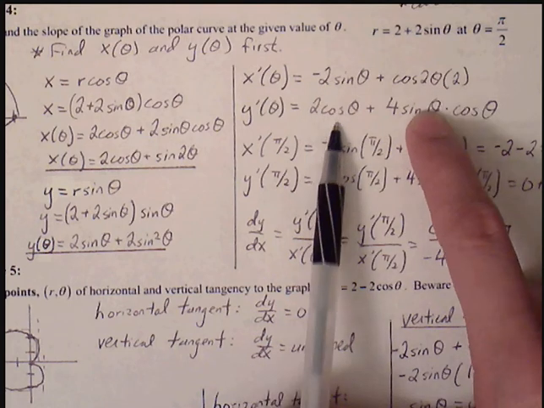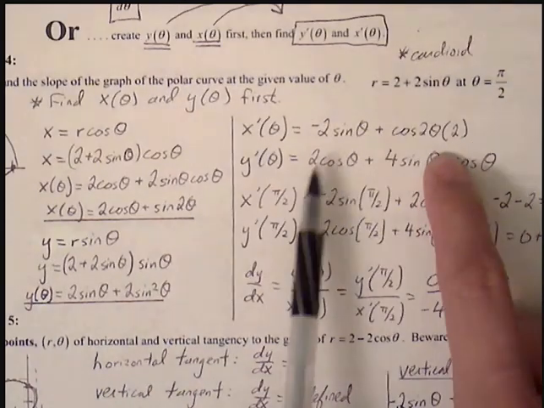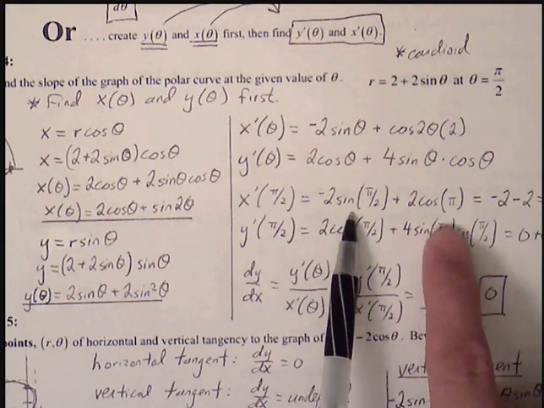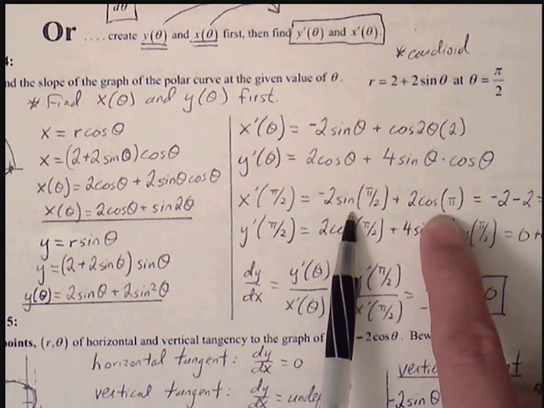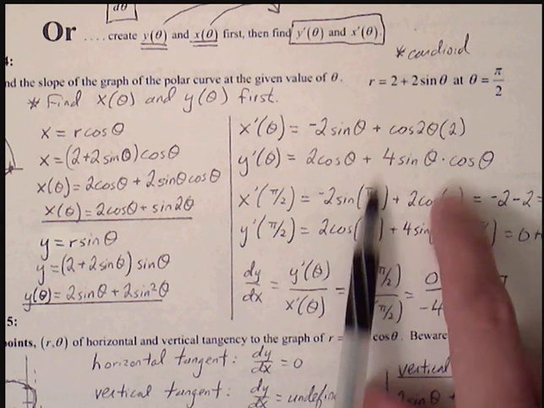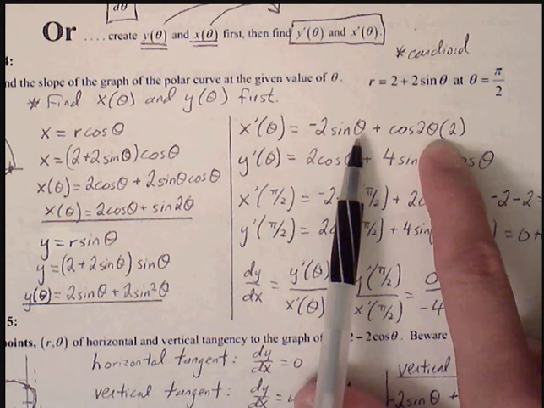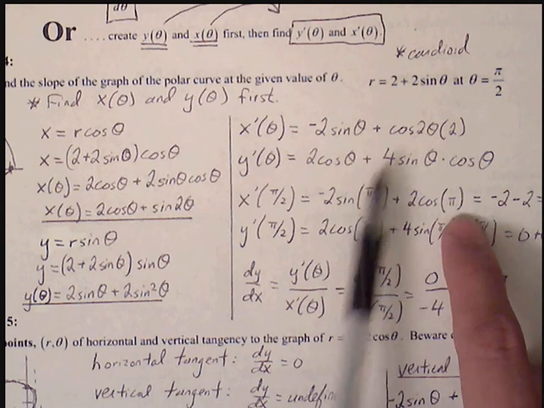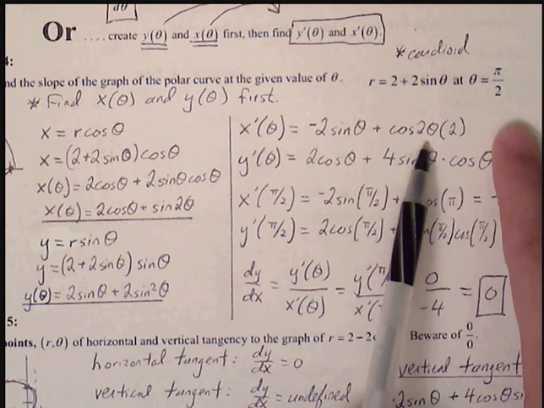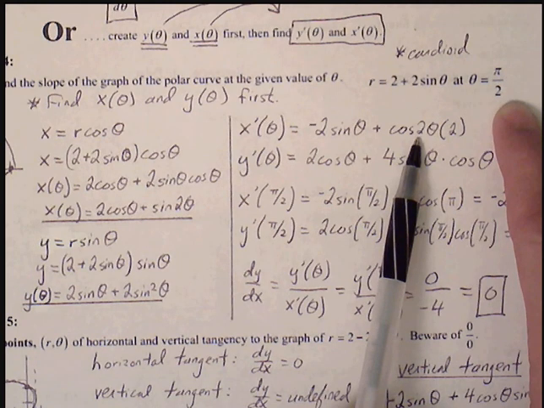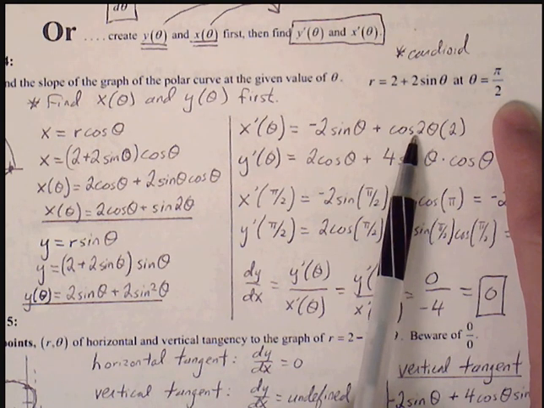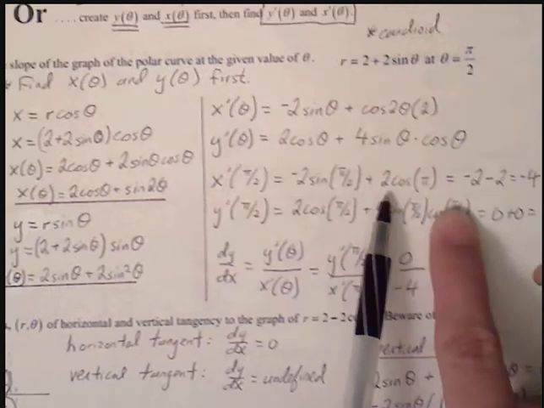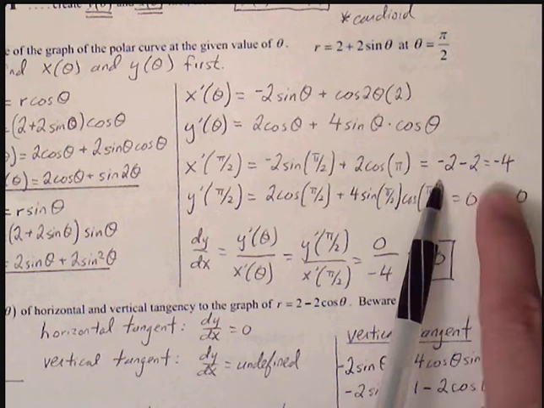We have our x prime, we have our y prime. Now let's evaluate them at pi over 2. So x prime of pi over 2, just replace our thetas with pi over 2. So this gives us negative 2 times 1, which is negative 2. Cosine of 2 theta, so 2 times pi over 2 will produce just cosine of pi, which is negative 1. Times the 2 in front, so that's negative 2. Negative 2 minus 2 is negative 4.